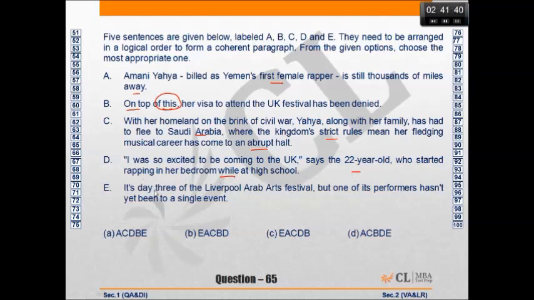at her high school. It's day 3 of Liverpool Arab Arts Festival, but one of its performers hasn't yet been to a single event. EA have to be together. One of its performers hasn't been to a single event yet and is still thousands of miles away. So EA has to be the sequence. So choice A is incorrect because it does not have EA. EA is here, EA is here, EA is not here. Okay, great. So both of them are telling me EAC have to be together, and effectively it means it should either be BD or DB.